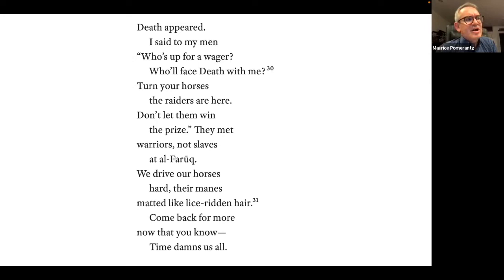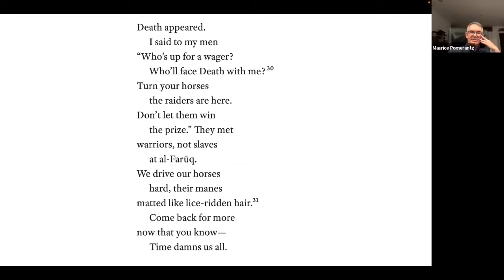It's actually not conquest of pride, but actually a demonstration of pride is a very common part of this. Here in this poem, he's very proud. They met warriors, not slaves. He's talking about the valor of his men and the cowardice of his opponents. Okay, so it's not about humility? Oh, no, absolutely the opposite. Okay, thank you. Yes.